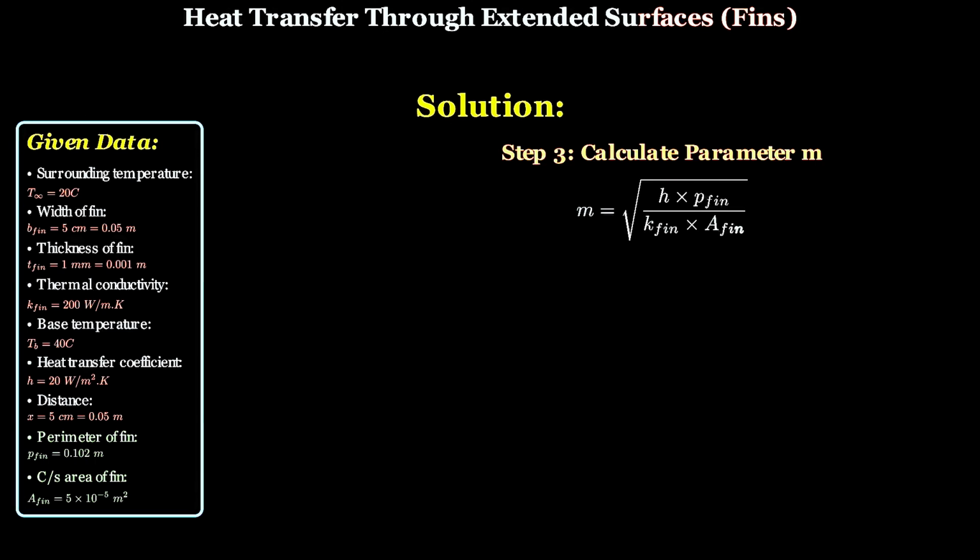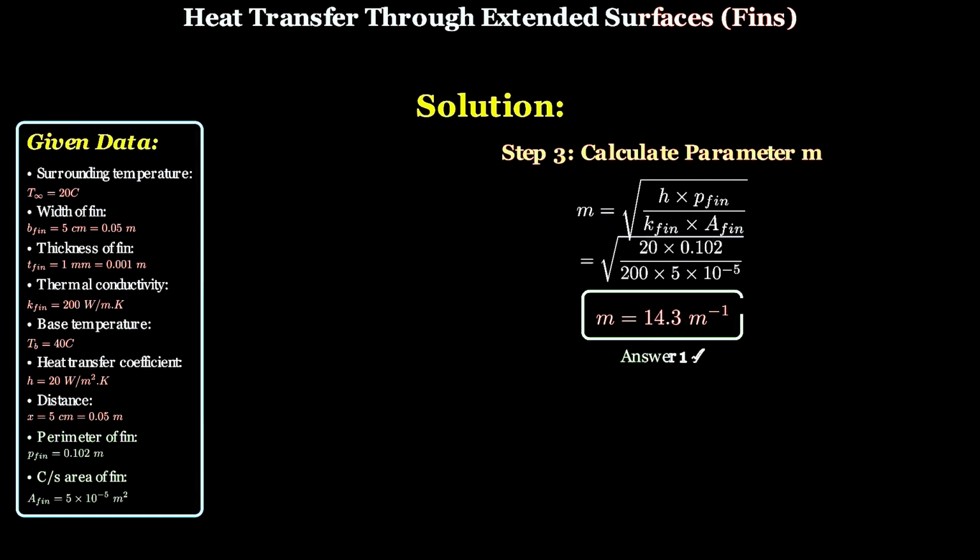Step 3. Calculate the parameter m. This is our first answer. The parameter m is calculated using the formula m equals the square root of h times P_fin divided by k_fin times A_fin. Substituting our values, the square root of 20 times 0.102 divided by 200 times 5 times 10 to the negative 5. This gives us m equals 14.3 per meter. And there's our first answer. Parameter m equals 14.3 per meter.